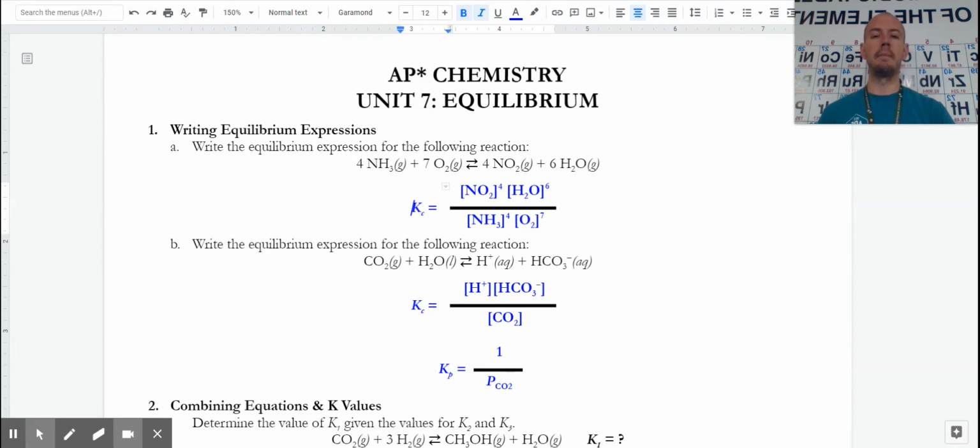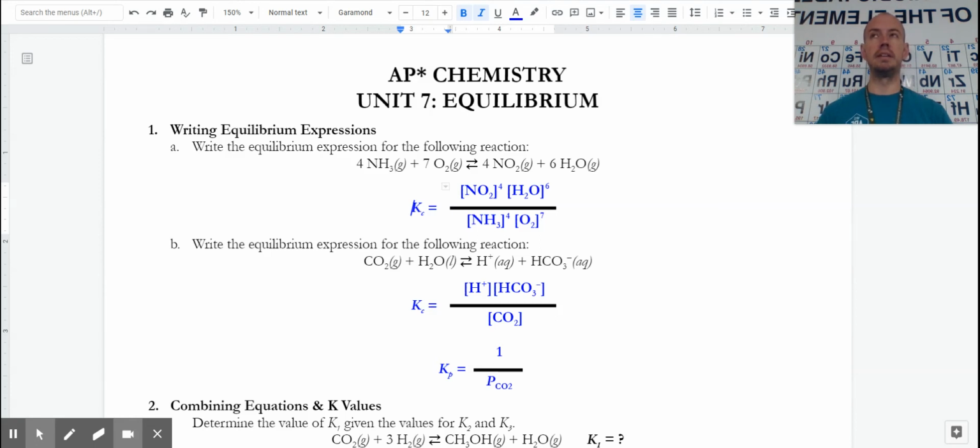on the AP exam. But both aqueous and gaseous components do have concentrations, like how much of the total solution or the total volume is occupied by moles of that thing. So we can have molarity of each of those. And then the bottom one, I have a Kp expression.